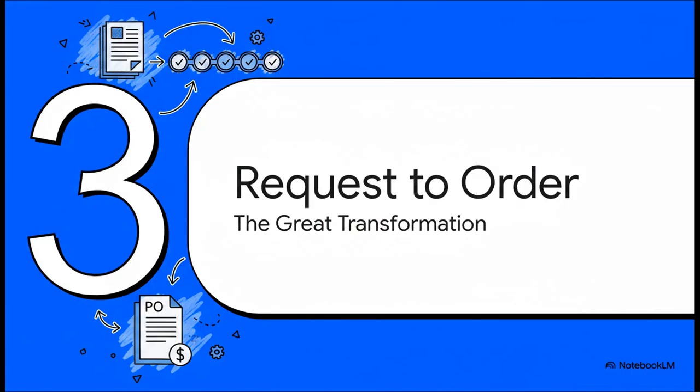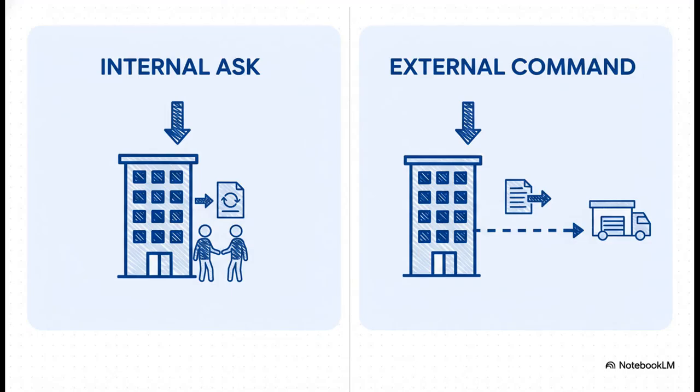Now, we get to the most critical moment in this entire process. This is where your humble internal request gets to become an official external command. And this is the great transformation. That purchase requisition, the PR, was purely internal. It never left the company. It was just an ask. But once it's fully approved, it morphs into a purchase order, or a PO. And the PO is completely different. It's an external, legally binding contract that gets sent out to the supplier.